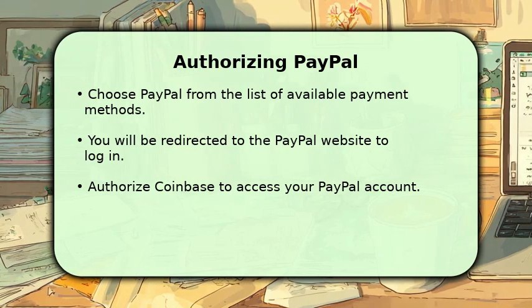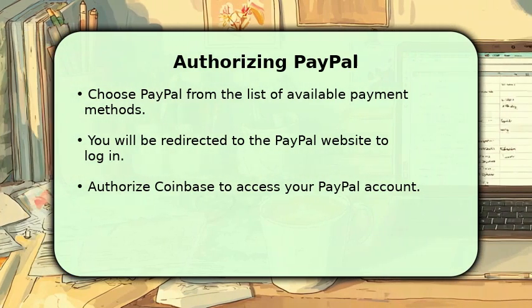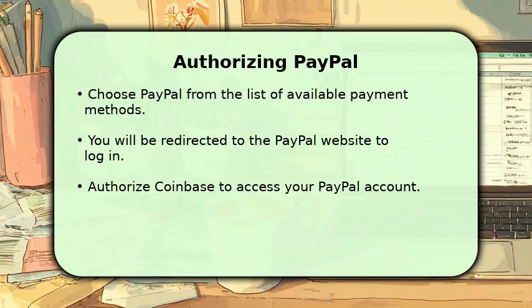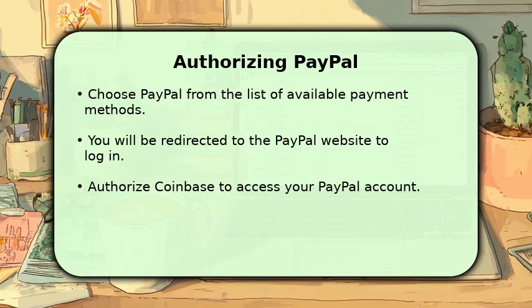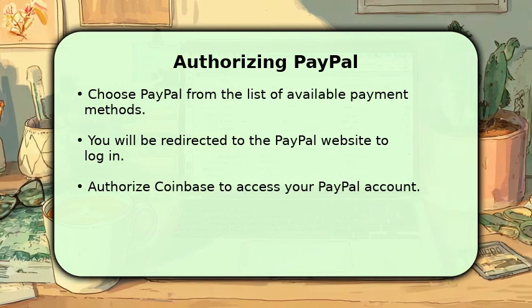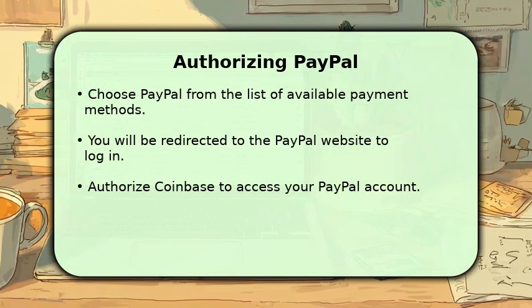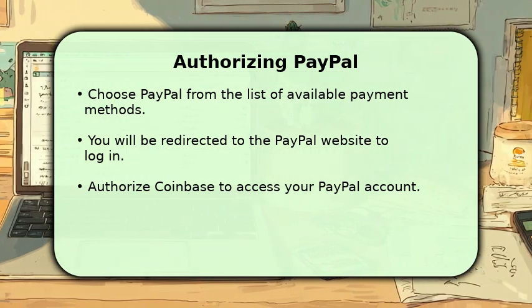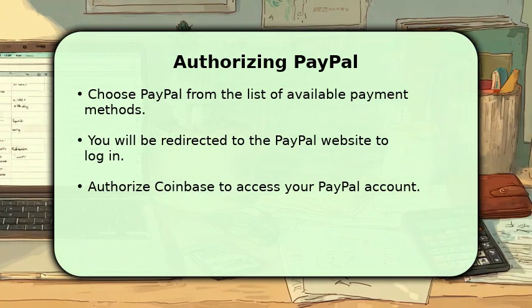Next, from the list of available payment methods, choose PayPal. You will then be securely redirected to the PayPal website. Here, you'll need to log into your PayPal account using your credentials. After logging in, you will be prompted to authorize Coinbase to access your PayPal account. This authorization is a crucial step to ensure a secure and functional link between the two platforms.